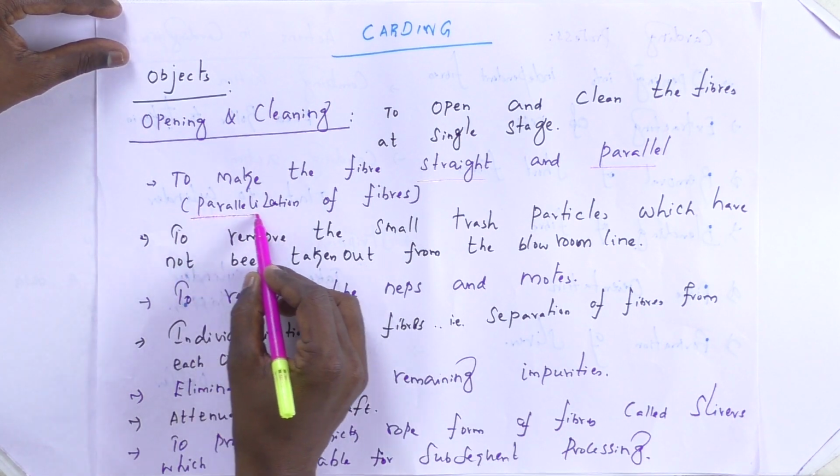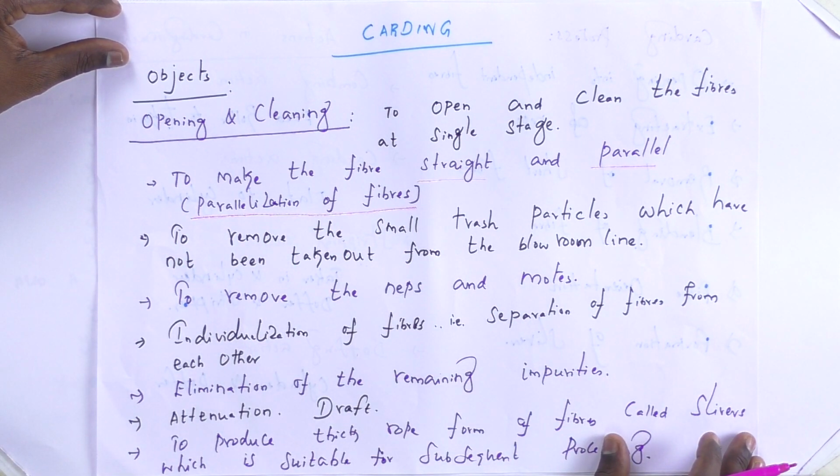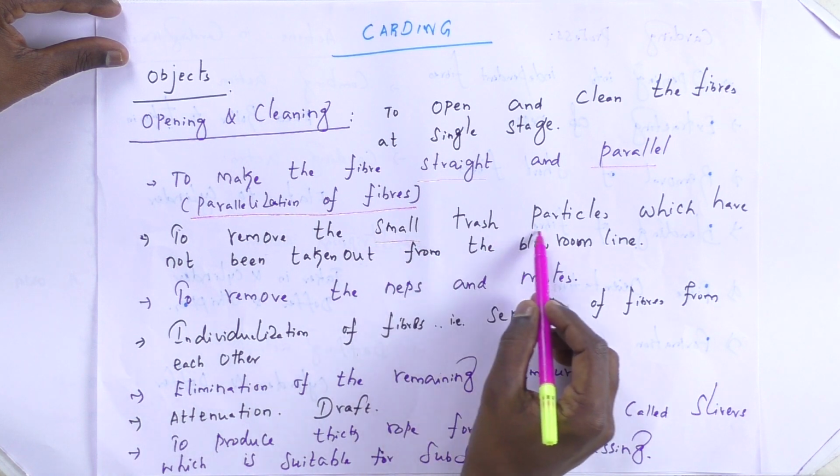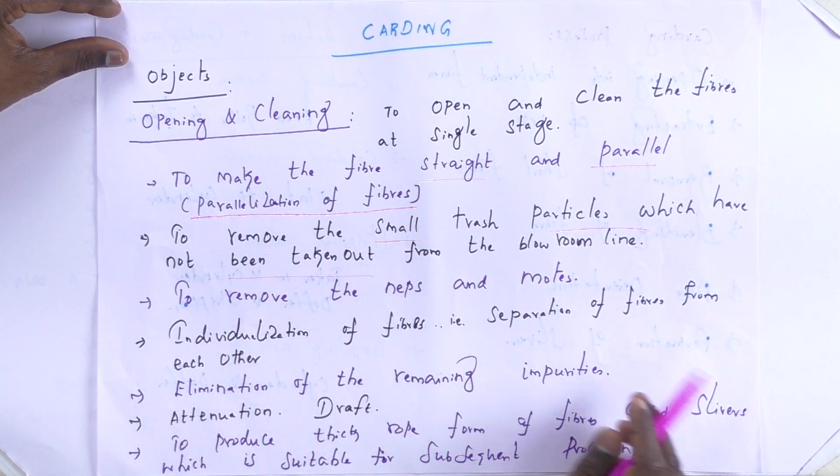That is nothing but in between the flat and the cylinder wire points. During this action, the fiber to fiber separation is taking place. The fibers in the form of tuft are converted into individual fiber stage by carding process. That is the first object, called parallelization of fibers. And also the fibers are getting parallel to each other and straight to each other by the action of wire points.